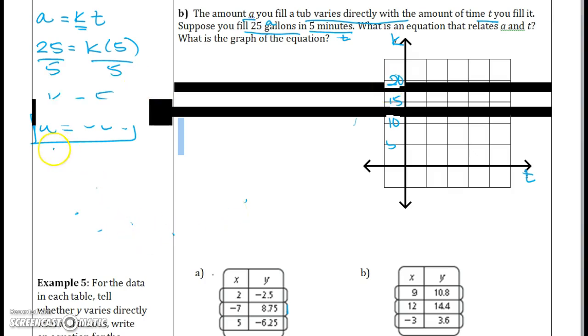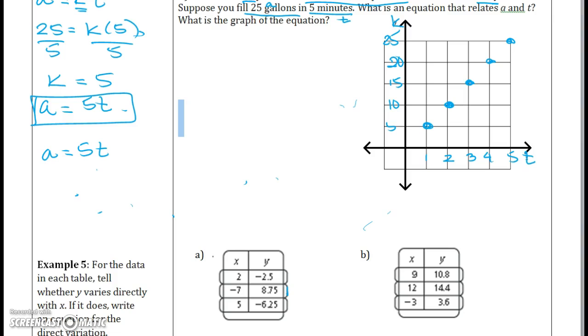Remember, this was A equals 5 times T. So for 1 minute, it's 5 gallons. For 2 minutes, it's 2 times 5, which is 10. For 3 minutes, it's 15. And for 5 minutes, it's 25. Then you connect these dots, because you can have half a minute, or a minute and a half. You can have the points between. So there's my line. I know it's not as good as the other ones. I did try my best. Then I'll put some arrows on that. Looks good to me.